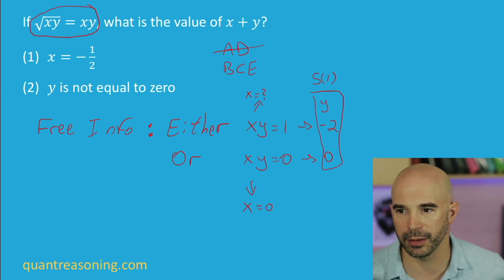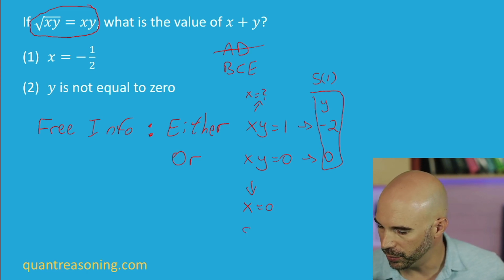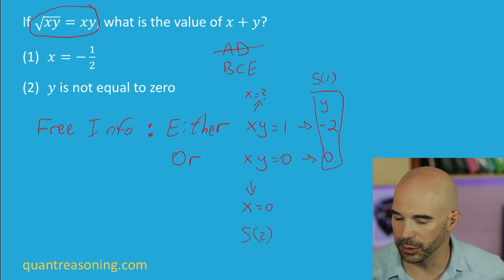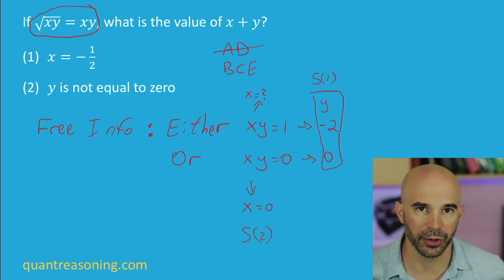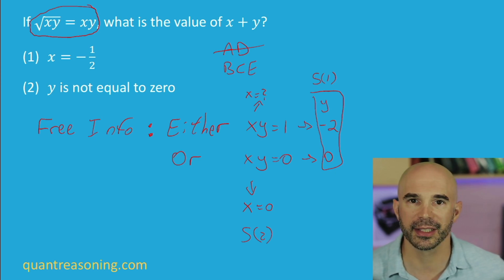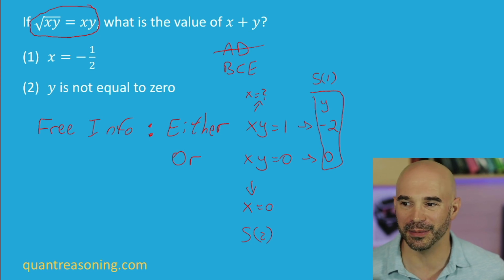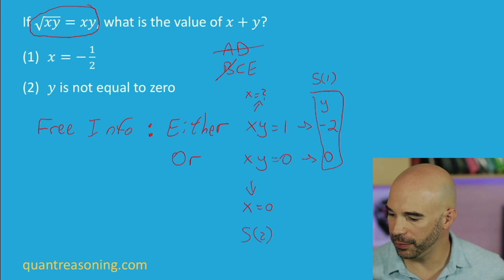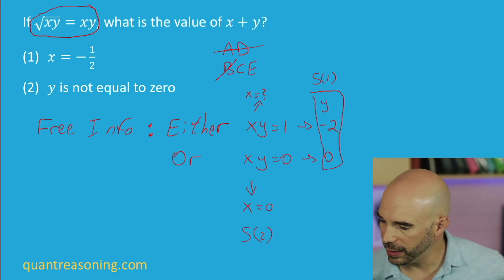I can't say anything at all about x for statement 2. So that's statement 2. Either x is 0 and y is not 0, or x is whatever and y is not 0. So basically, the free info is totally useless in the context of statement 2. So let's eliminate B.